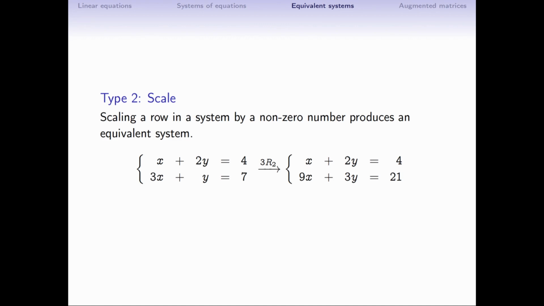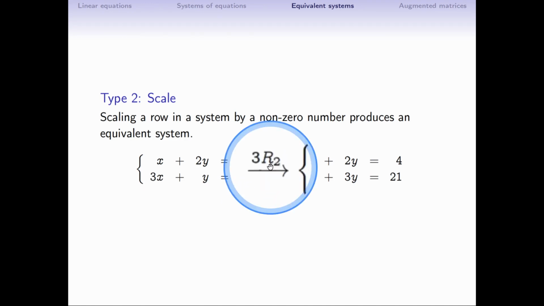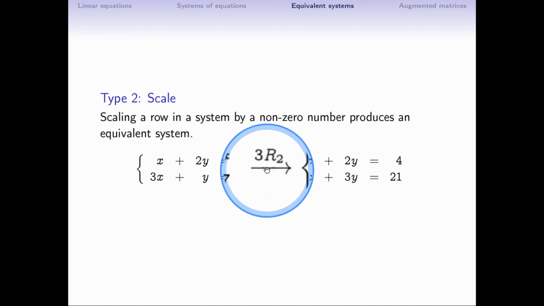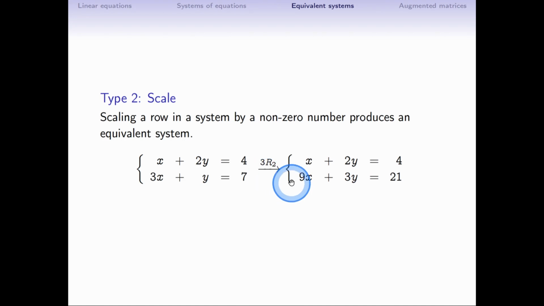So scaling a row in a system by a non-zero number produces an equivalent system. Let's take a look at our example here. On the left, we have two equations and two unknowns. The first equation is x plus 2y equals 4. The second equation is 3x plus y equals 7. Now in this operation, I'm going to take row 2, or equation 2, and multiply it by 3. And this is how I'm going to notate that operation: 3 times row 2.